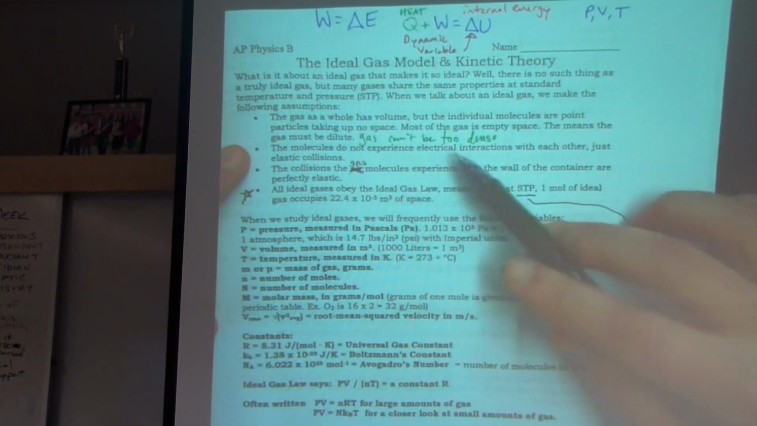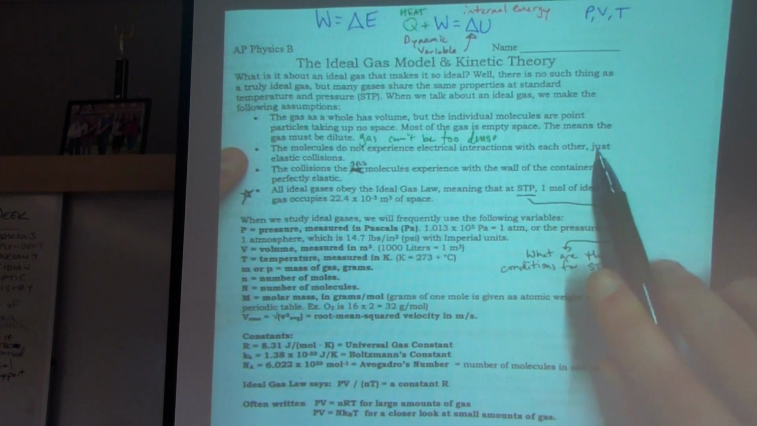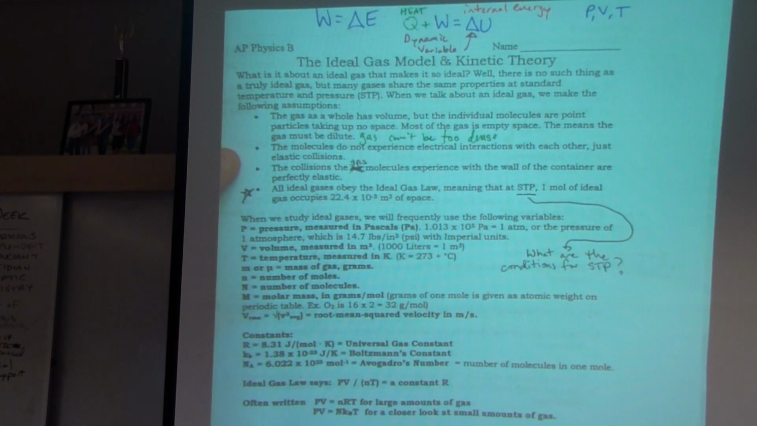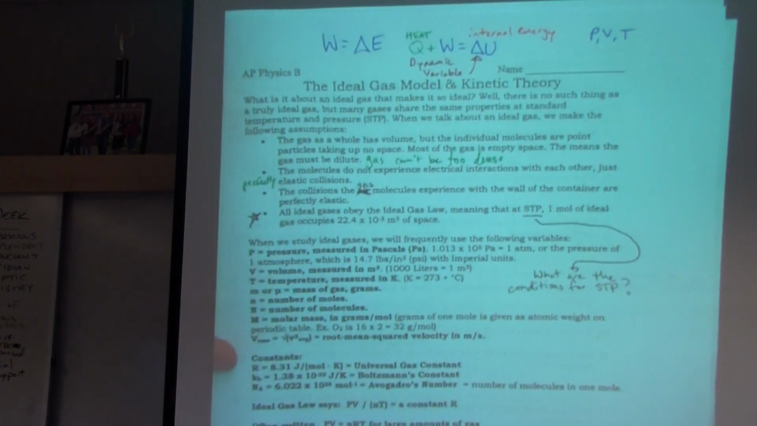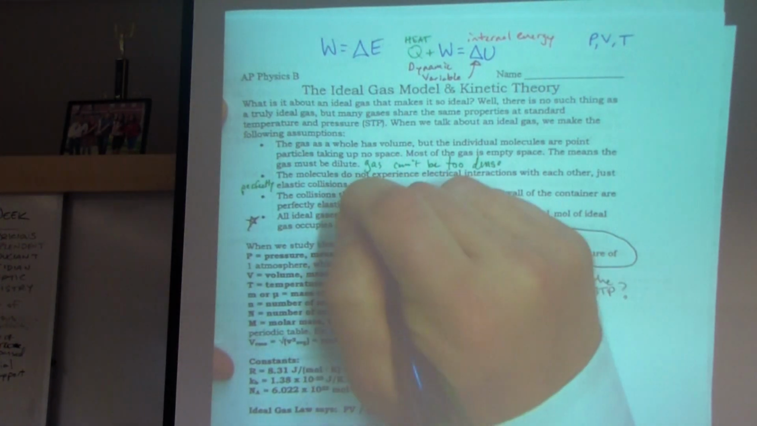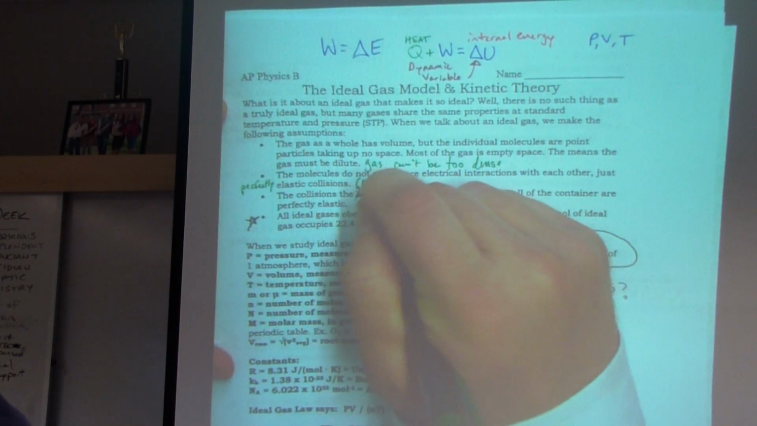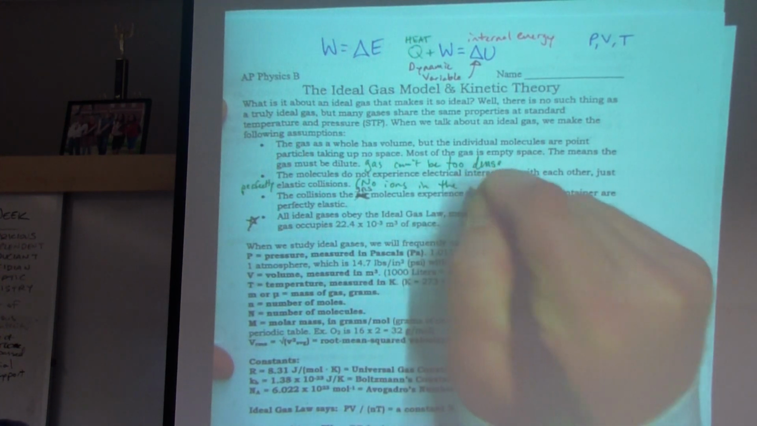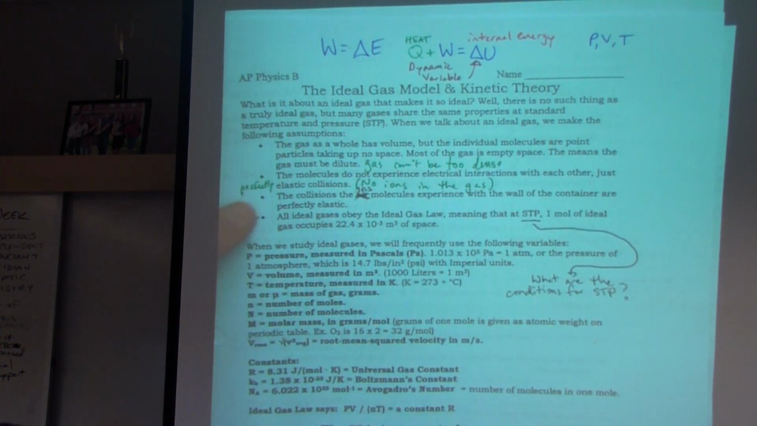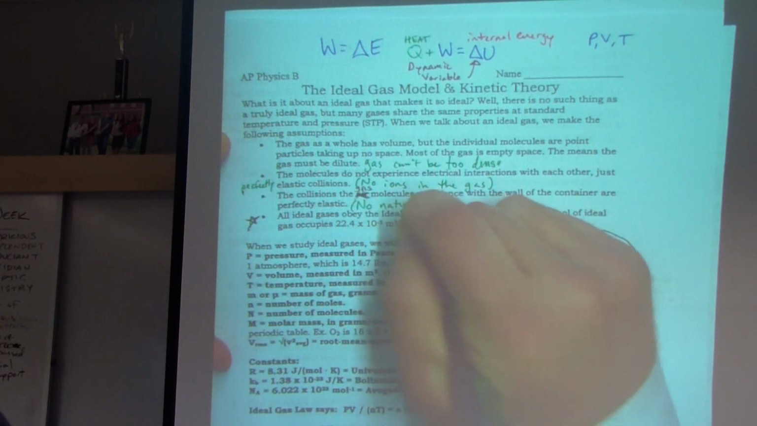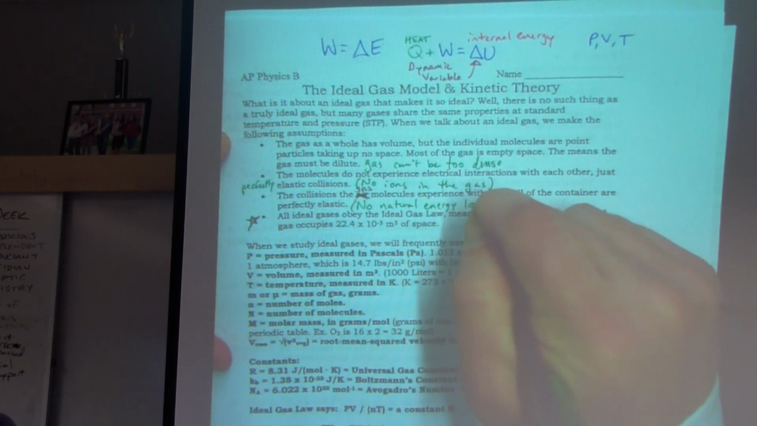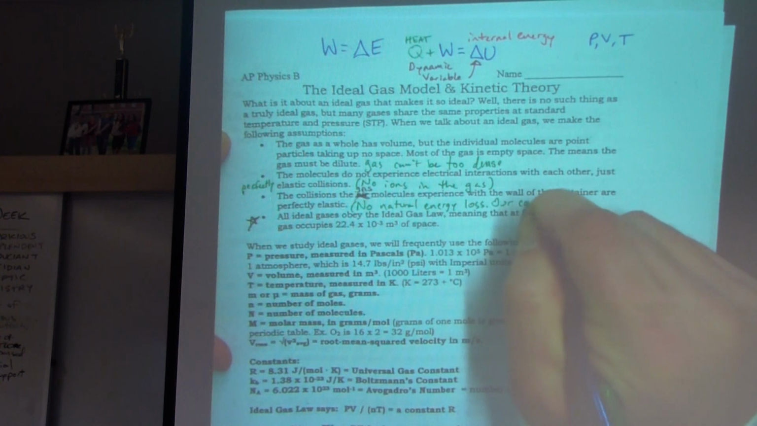The molecules do not experience electrical interactions with each other, just elastic collisions. And just to emphasize, I might even write perfectly elastic collisions. So in other words, no ions in the gas. The collisions the gas molecules experience with the wall of the container are also perfectly elastic. No natural energy loss.